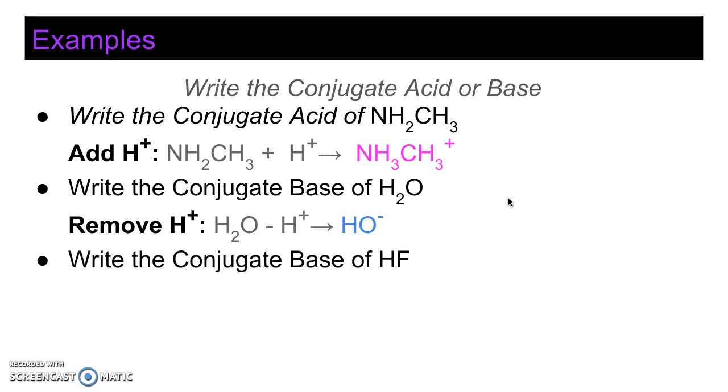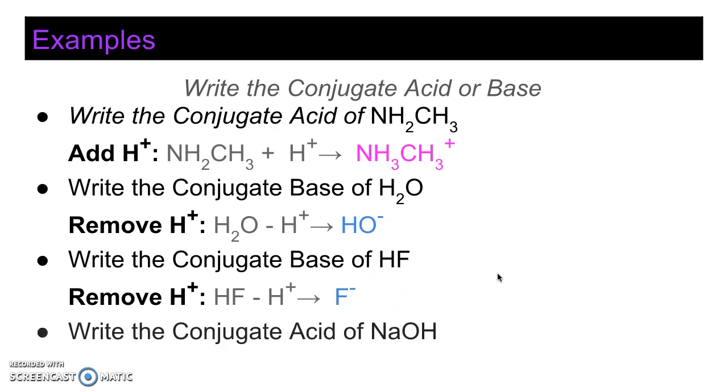All right, hopefully you have a better sense of this. So I'm going to ask you to do this one, and then I'll show you the work for it. Write the conjugate base of HF. All right, so if we're writing the conjugate base of it, that means that we need to remove a hydrogen. And when we remove an H+, that's going to give us F minus. So the conjugate base of HF is F minus.